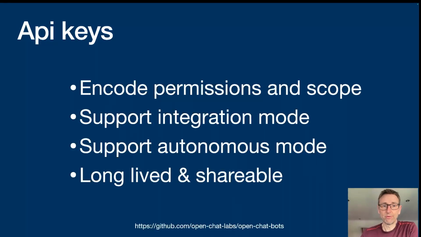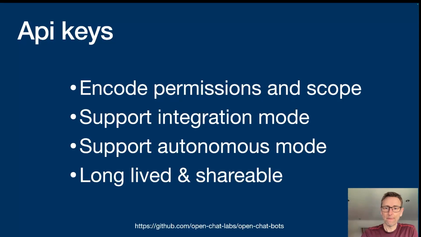So the other main form of credential is the API key. The rule of thumb here is that you will need an API key if the initiator of the interaction between your bot and the OpenChat backend is not an OpenChat user. So that might mean that the initiator of the interaction is an external system, for example. You might want to receive a message from GitHub when a pull request is merged into your repo and send a message to a specific OpenChat channel. So this we would refer to as integration mode.